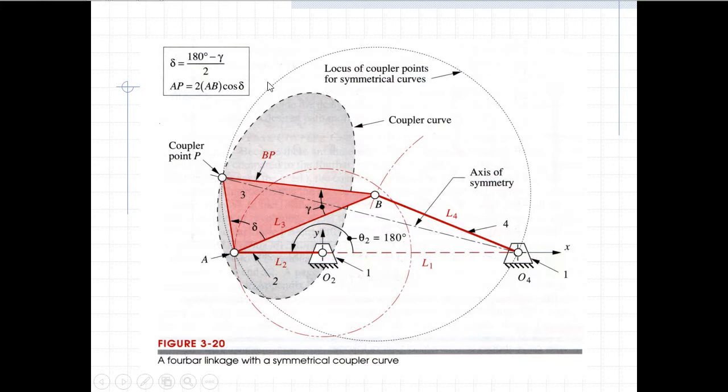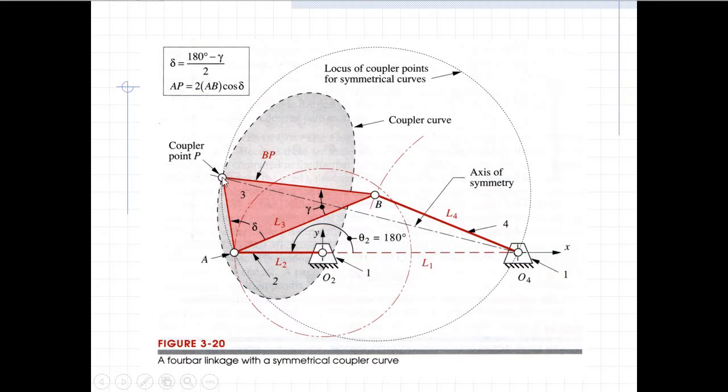Every point on this circle will trace out a coupler path that is symmetric about a line that connects the coupler point P to the ground position O4. And so here we have that axis of symmetry going from O4 up to the coupler point. The coupler point does indeed lie on this circle, which is centered at the coupler-rocker joint and has radius equal to the coupler length.